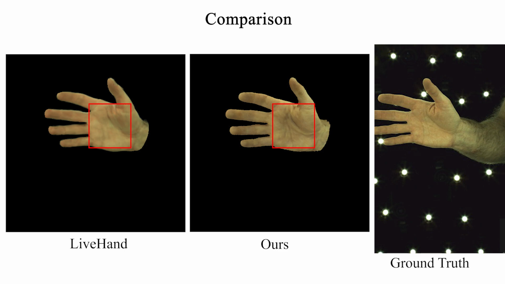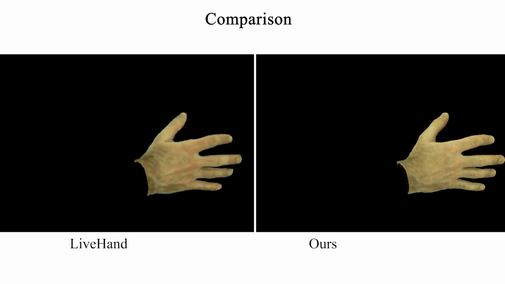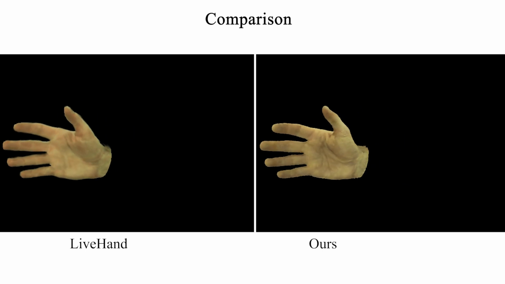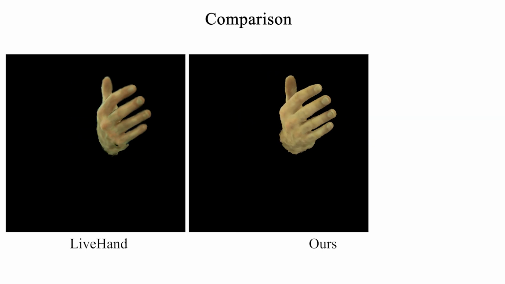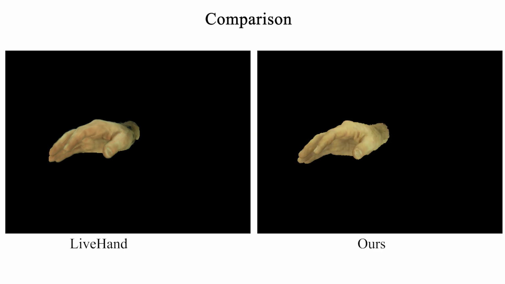The wrinkles of our method have higher fidelity. LiveHand's results are blurry. Our method reconstructs the skin folds produced by the thumb poses, whereas LiveHand's results are overly smooth.